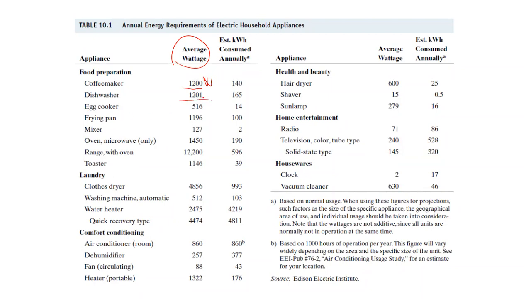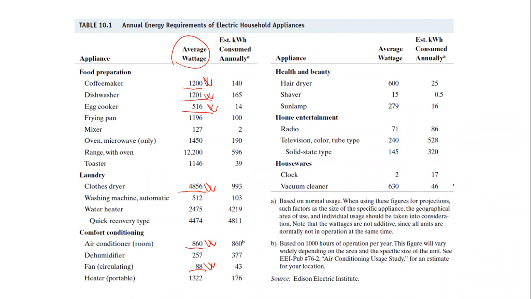Dishwasher, 1201 watt. Egg cooker, 516 watt. Laundry clothes dryer, around 5000 watt. Air conditioner around 1000 watt, fan 88 watt, and so on. As you see, you can have all the equipment here, and these are the typical values of their powers, plus minus. So you can make a list in your house and see how much is the power in your house.